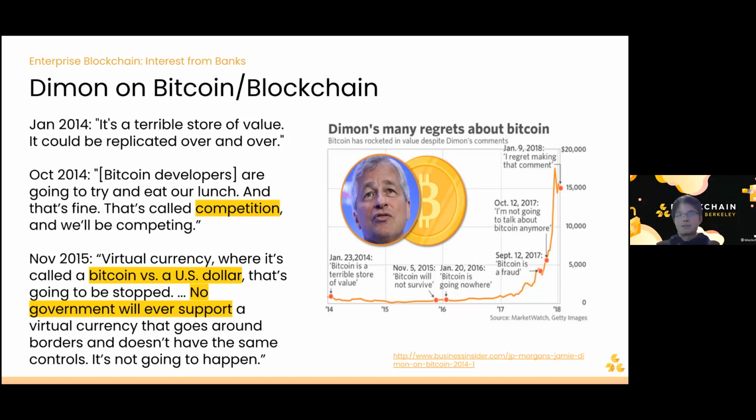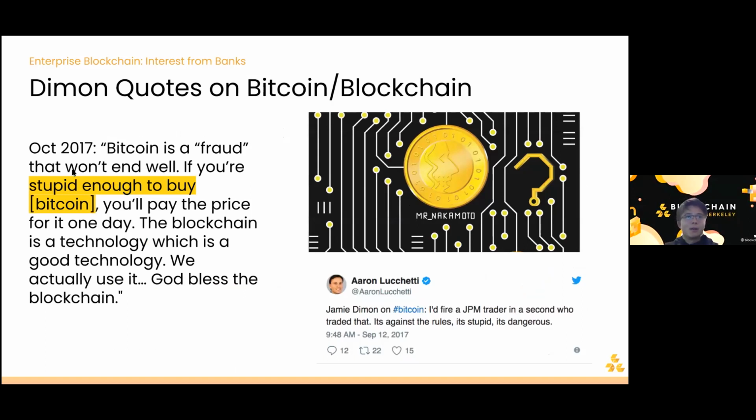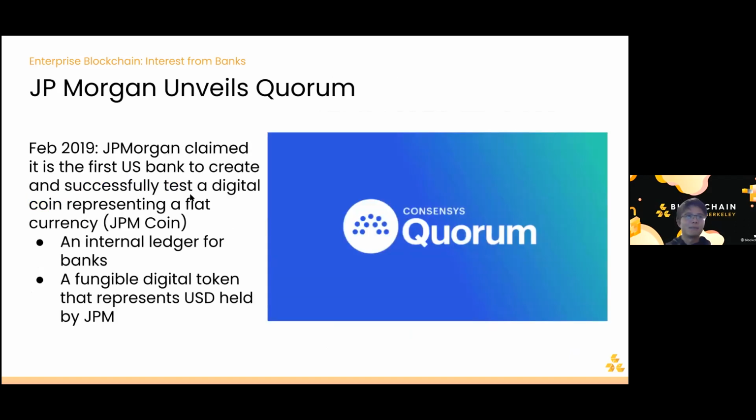And you can kind of see this graph here of how he starts talking a little bit differently about Bitcoin. And in 2017, he calls it a fraud, and he's like, "Oh, they'll never want to buy it." But he likes the technology, so you start to see, oh, maybe he's into the blockchain stuff. Maybe he was just a little scared of the whole finance industry getting taken over or something. And then in 2019, JP Morgan said they're the first bank to successfully test a digital coin, and they make their own coin, and it's for their own ledgers and their own banks.